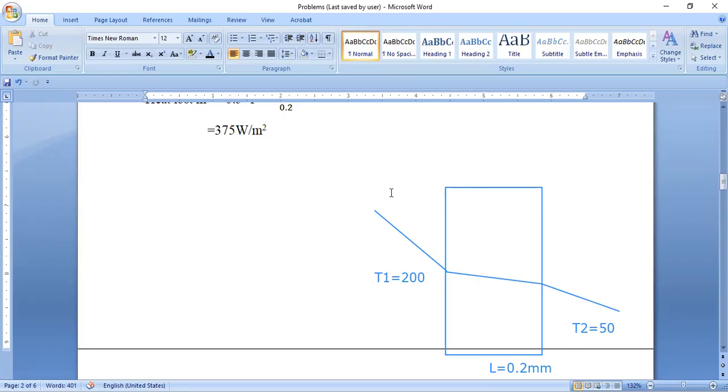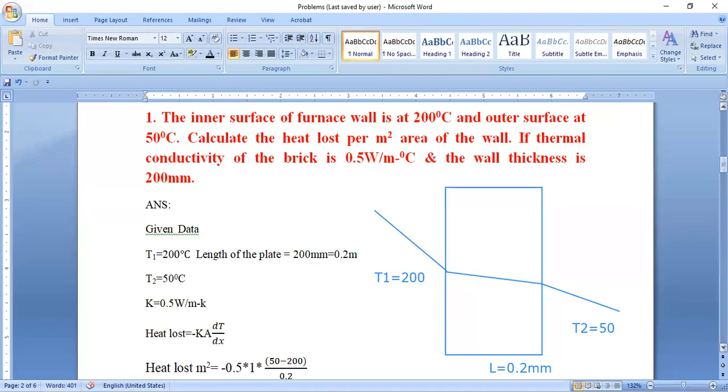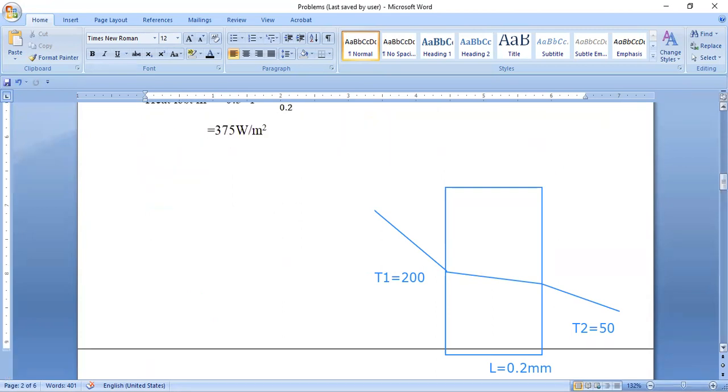Q is equal to 375 watt per meter square. The heat loss per meter square area of the wall is 375 watt per meter square.